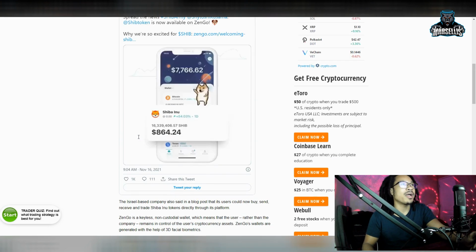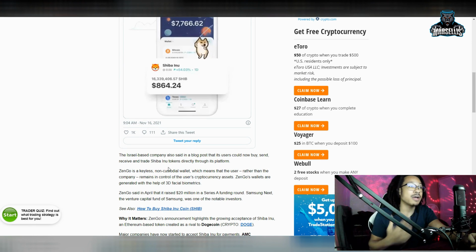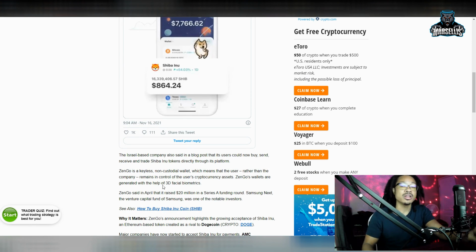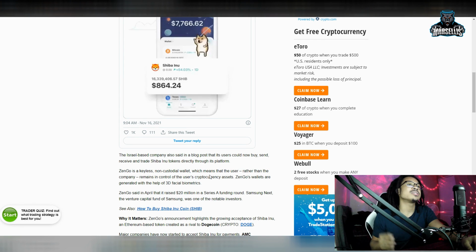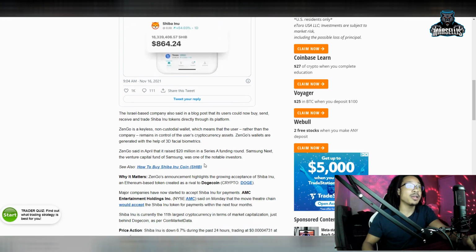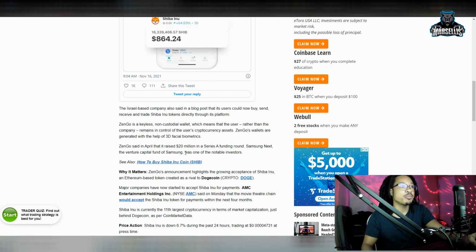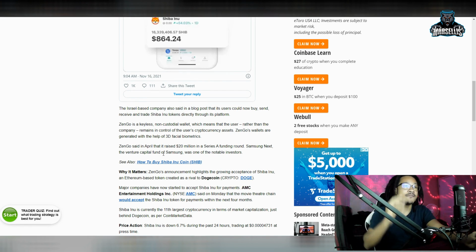So it's an Israel-based company. That's what Zengo is. They also said in a blog post that its users could now buy, send, receive and trade Shiba Inu tokens directly from its platform. Zengo is a keyless, non-custodial wallet, which means that the user, rather than the company, remains in control of the user's cryptocurrencies, and Zengo's wallets are generated with the help of 3D facial biometrics. So they have a lot of security protocols on there. Now, Zengo said in April that it raised $20 million in a Series A funding round.